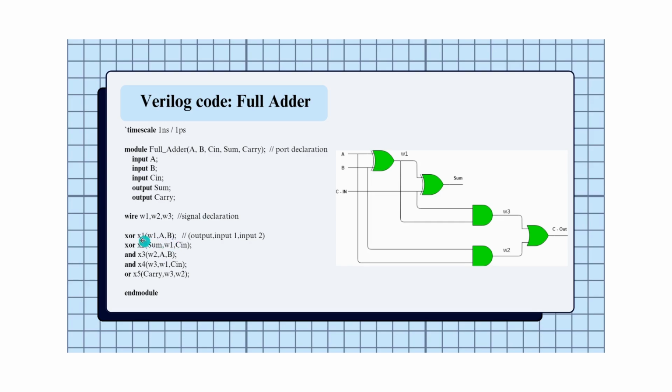Now our first component is XOR gate. Syntax to write this is gate name, then component name, outputs and inputs in parentheses. Here the component x1 is XOR gate having wire W1 as output and A, B as input. Now output W1 serves as the input to the component x2 along with Cin, and output of this component is sum. Similarly, we define all the remaining components. Please pause the video and view it.